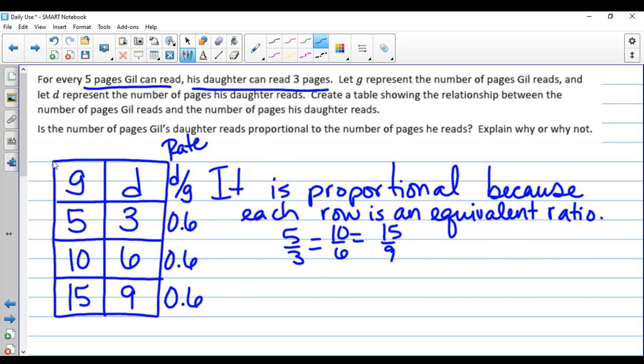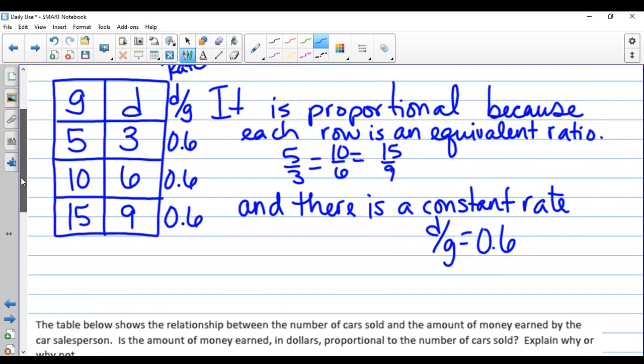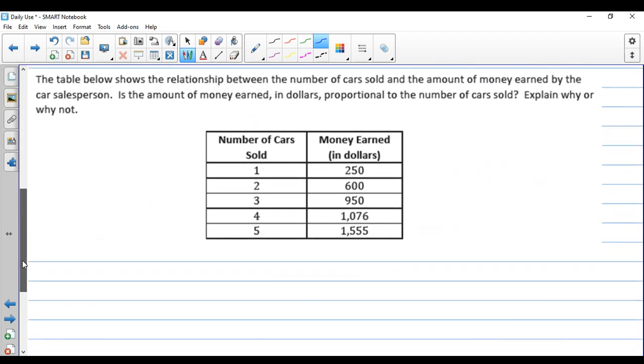So the second reason that I can say it is proportional is because there is a constant rate. If I do D divided by G, it always equals 0.6. So that is my second reason. I can go to the second example.